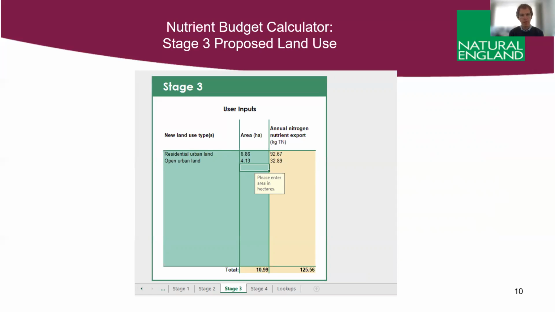So in this example, that 11 hectare site is made up of predominantly residential urban land with also some open urban land included within the development proposal. And again, the calculator can then automatically generate the nutrient export values for those different proposed land use types to give the total at the bottom of what the nutrient export post-development would be from that site, which is 125.56 in this example.